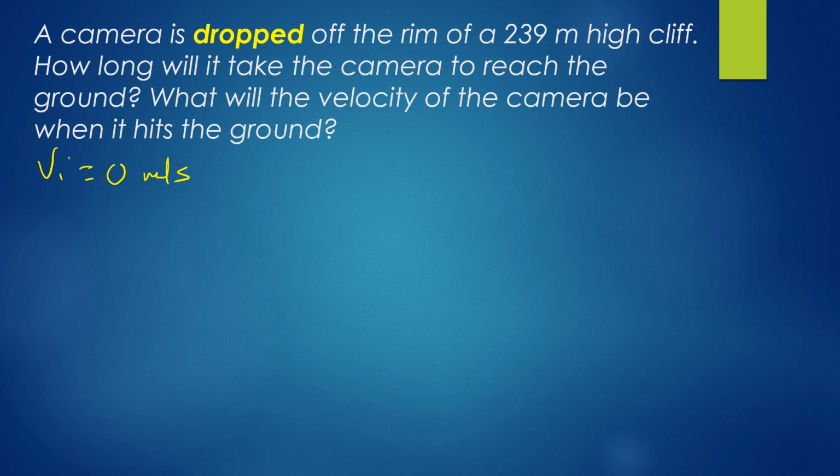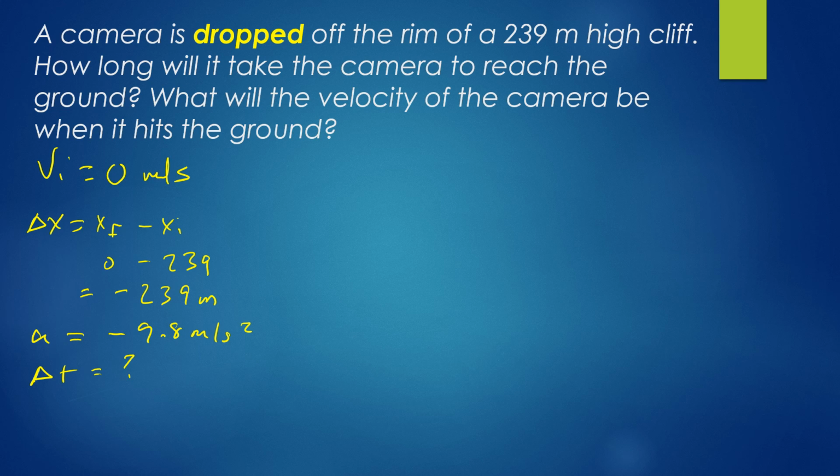Off the rim of a 239 meter high cliff. So you know that's going to be your distance, but how can we make it our displacement? So delta x equals xf minus xi. So if it's 239 meters at the top, which is my initial, my final position is when it hits the ground, and that's going to be 0. So my delta x is negative 239 meters. Acceleration, this is dropping due to gravity, so negative 9.8 meters per second squared. How long will it take to hit the ground? So that's delta t, my time.